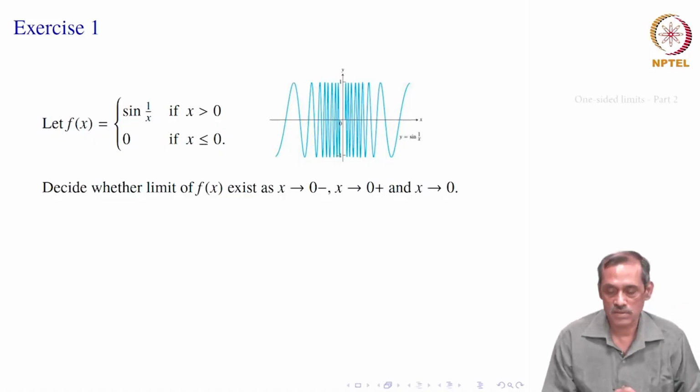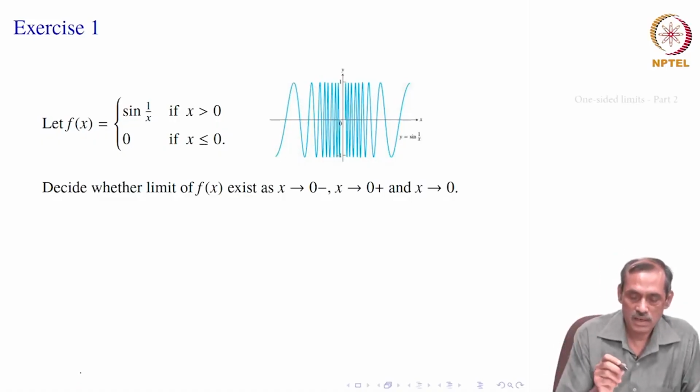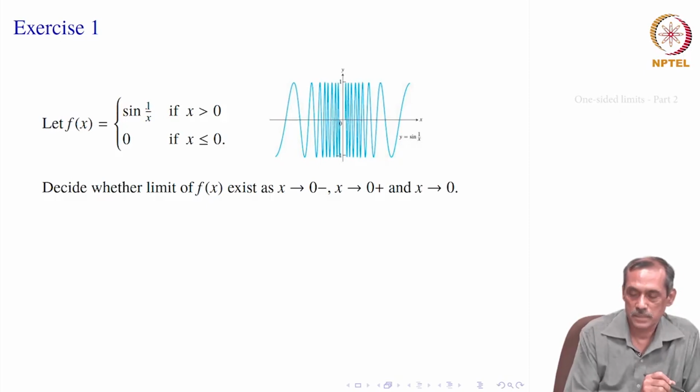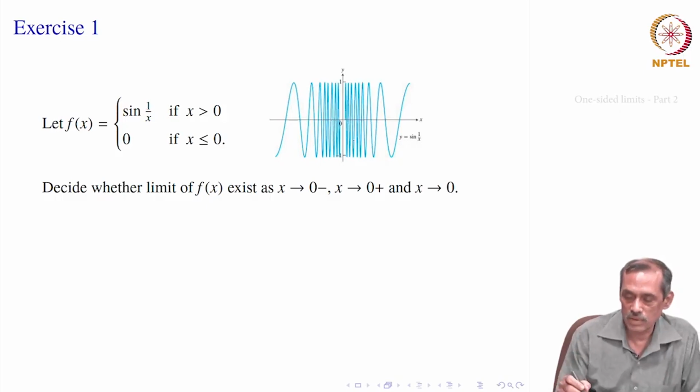For one exercise, here f of x is given to be sin 1 by x if x is greater than 0, and 0 if x is less than or equal to 0. Recall earlier we had done f of x equal to sin 1 by x only. So, that we know the limit does not exist, because of the way it looks. But now, this function is not exactly this that is pictured.